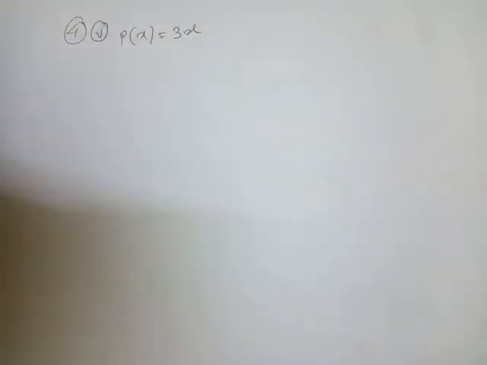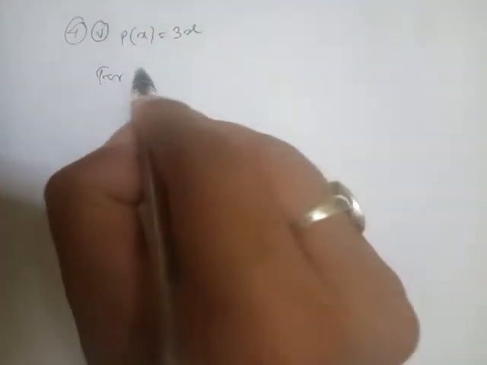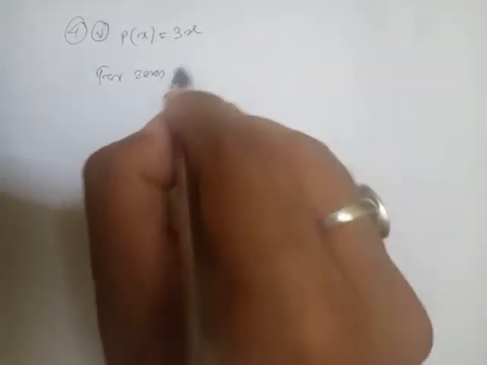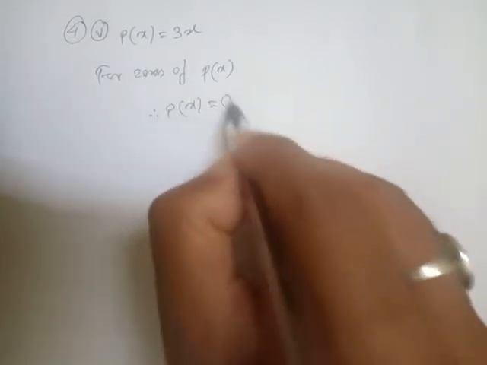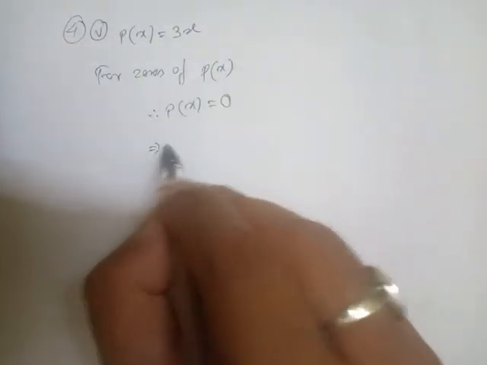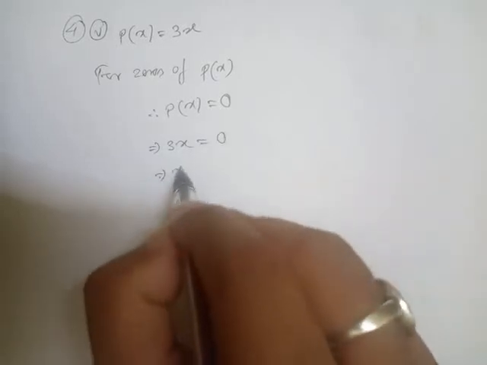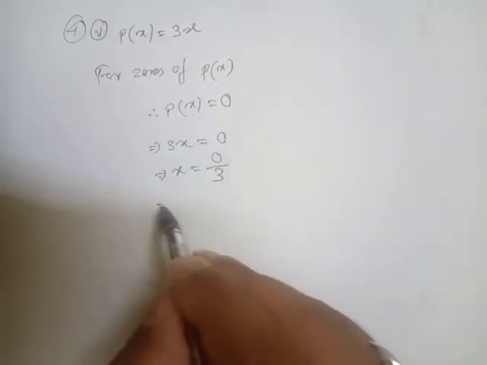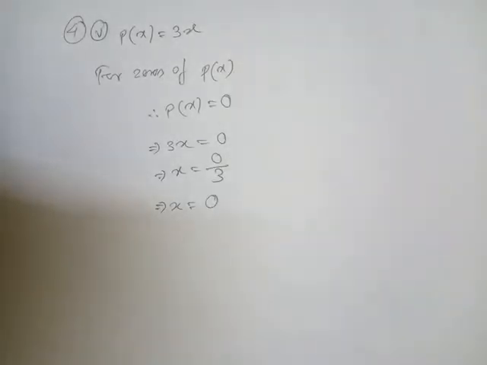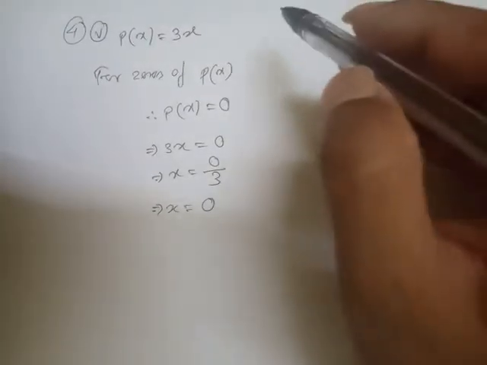Now student, look here at 4 Roman 5. Here p(x) equal to 3x. Now we have to solve for zeros of p(x), therefore p(x) equal to 0. Just after that, 3x equal to 0, so x equal to 0 by 3. So the answer is x equal to 0 only. Very easy.